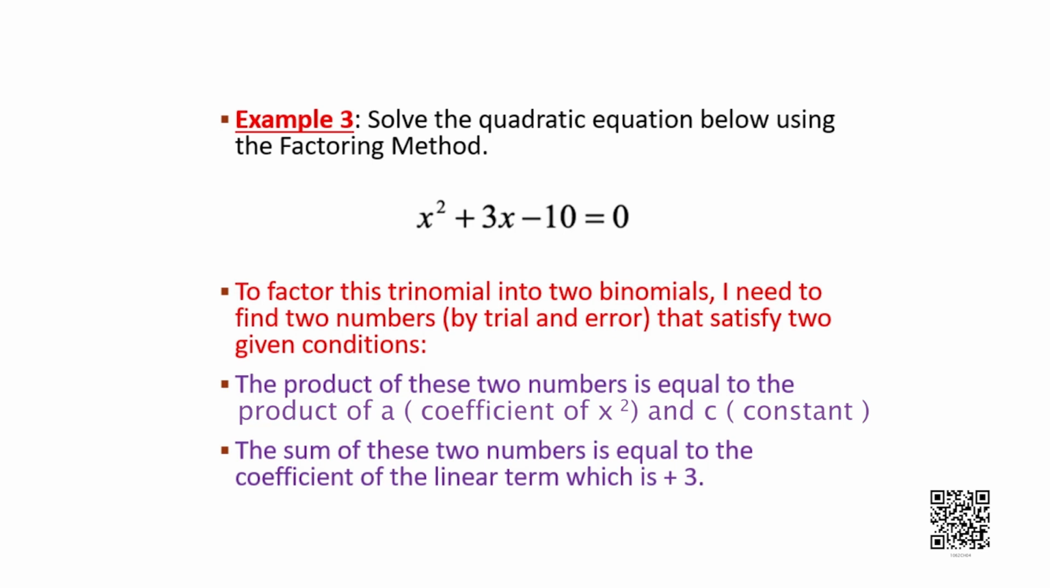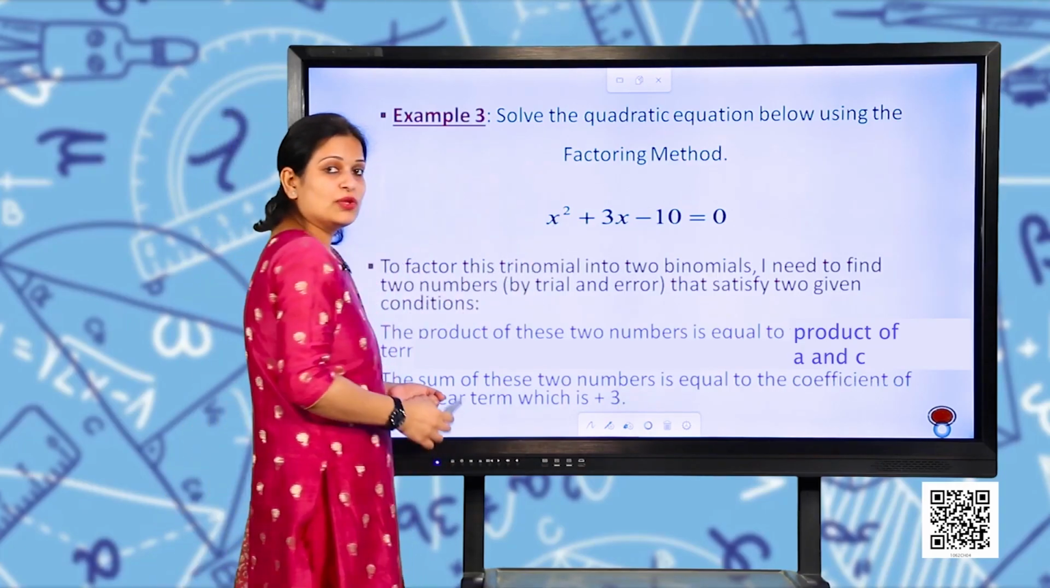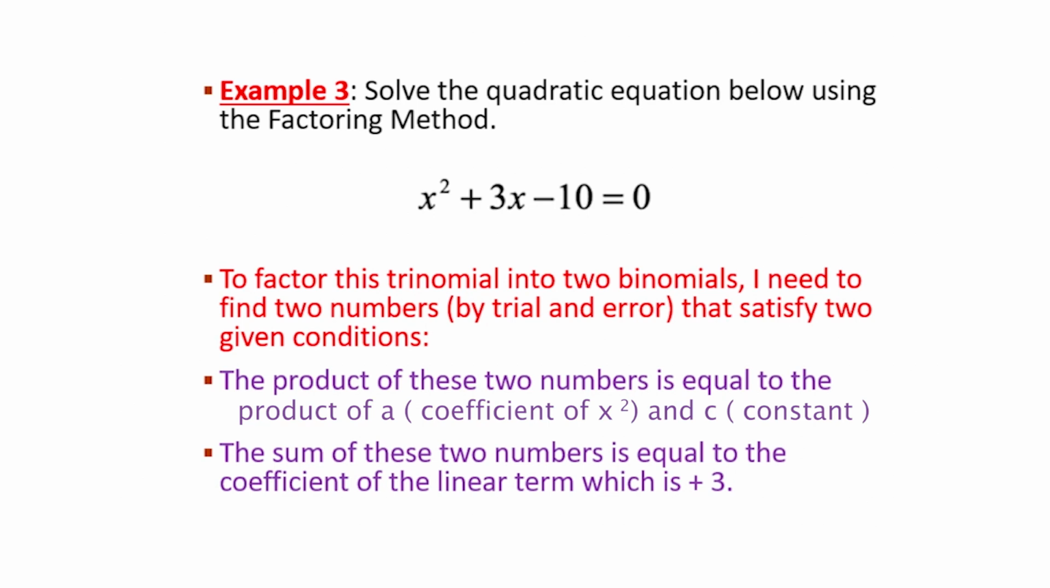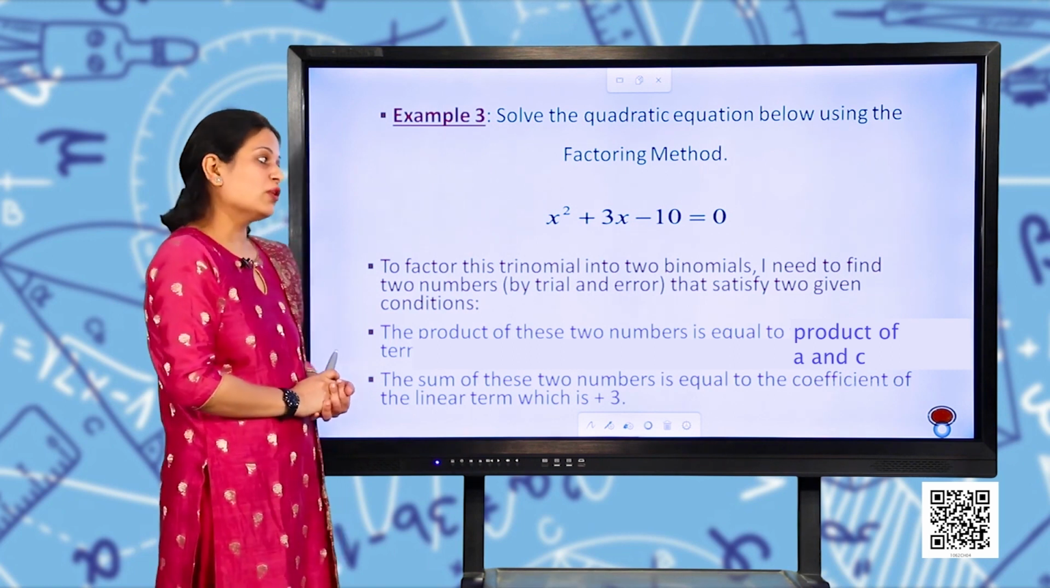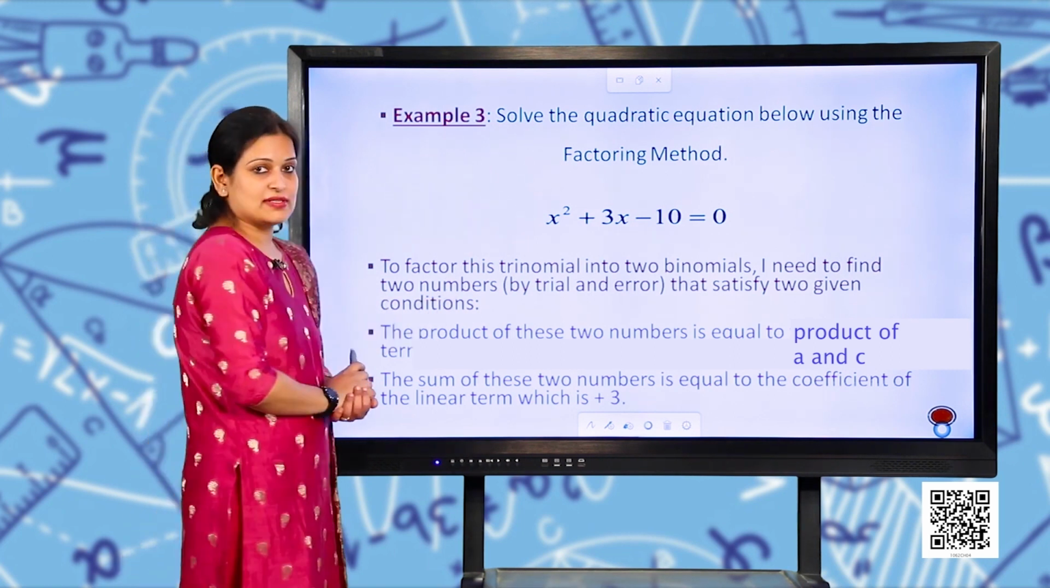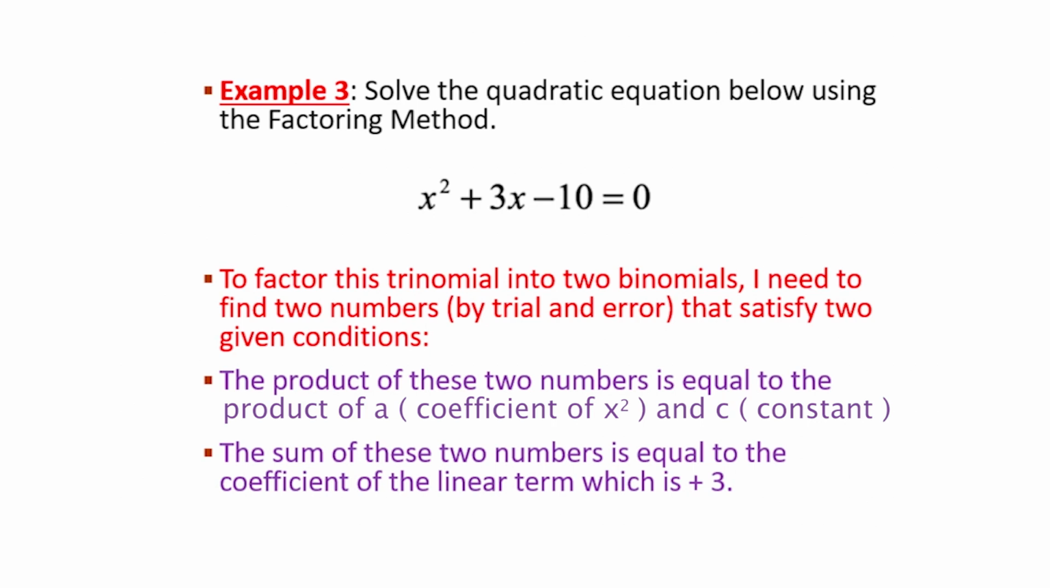Let us solve another example. Solve the quadratic equation below using the factoring method. We have x raised to the power 2 plus 3x minus 10 is equal to 0. To factor this trinomial into binomials, I need to find two numbers by trial and error that satisfy two given conditions. The product of these two numbers is equal to a times c, which is minus 10. As you can see, this is minus 10. So, I need to find two numbers whose product is minus 10.